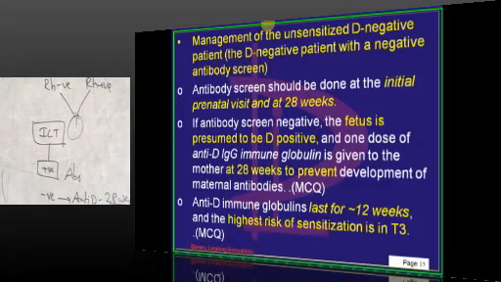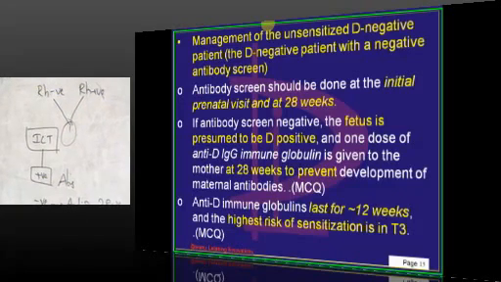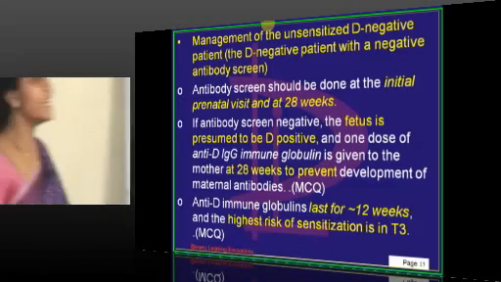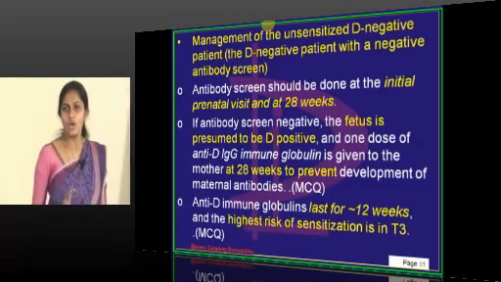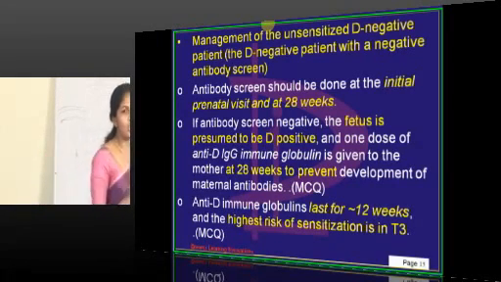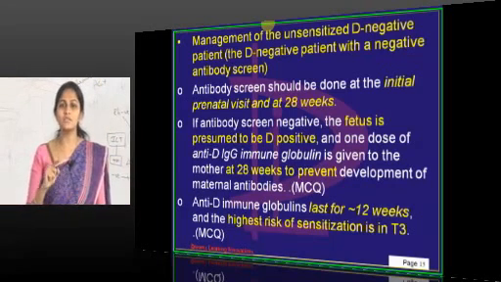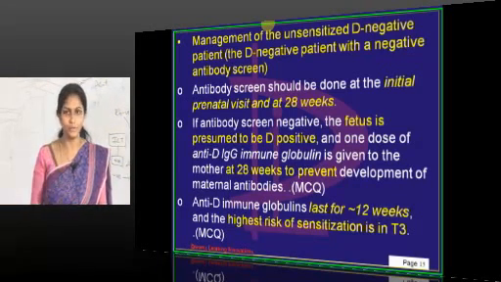What is the T half of this? Until how many weeks will it work? The anti-D immunoglobulins will last for approximately 12 weeks. T half is different and this is different. So it is going to last for approximately 12 weeks. That's why, even though I give anti-D at 28 weeks, once the pregnancy crosses 40 weeks, once again I am going to repeat it.